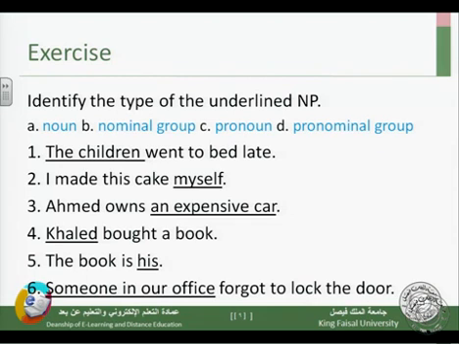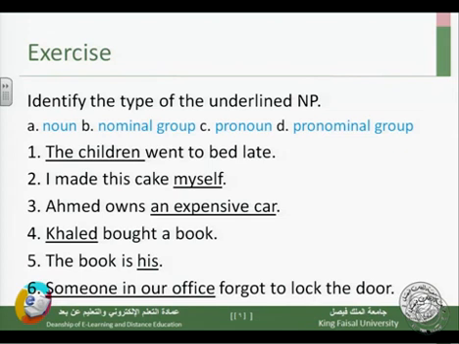Sentence number two. I made this cake myself. Myself refers or goes back to the subject I. So it is reflexive and it is a pronoun. So myself here is a pronoun. So the choice for number two is C.